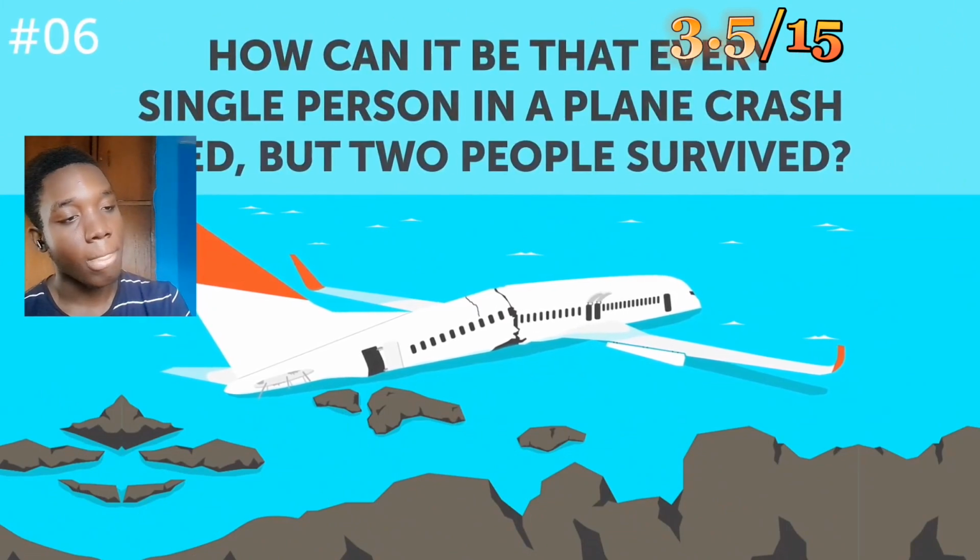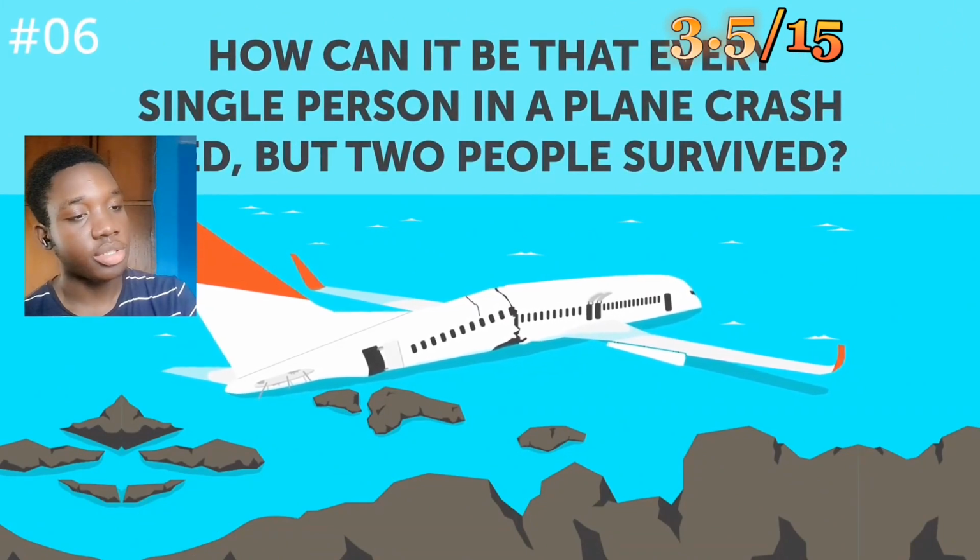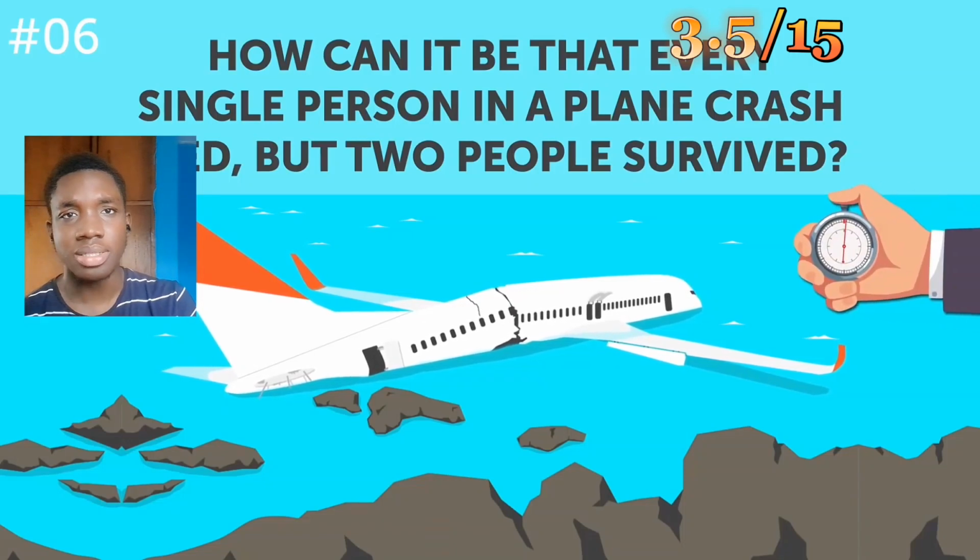6. How can it be that every single person in a plane crash died, but 2 people survived? This is a straight-up paradox, and you have only 10 seconds to explain it. Every single person in the plane died.